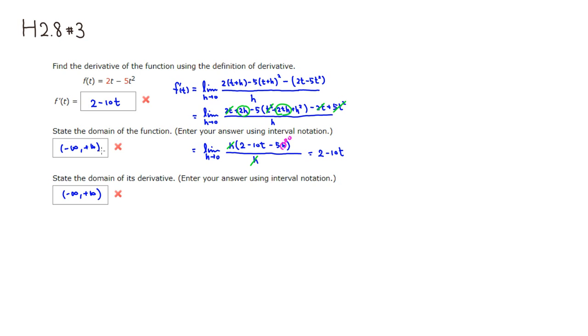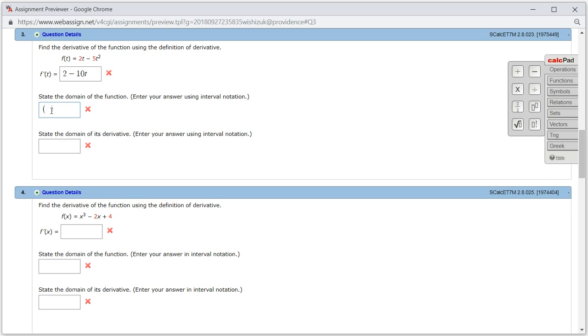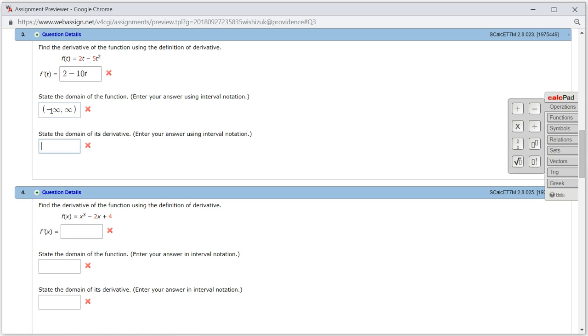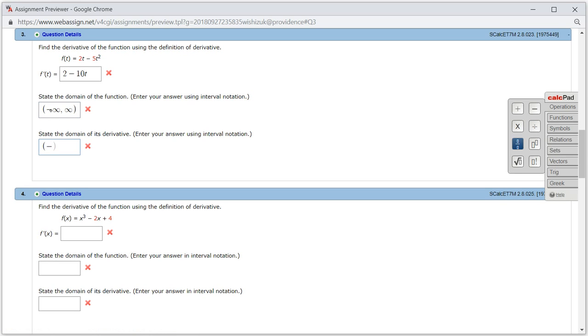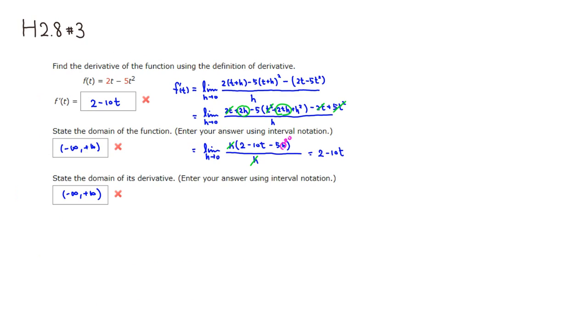Alright, so let's type it in. What we found was 2 minus 10t, and the domain is negative infinity to positive infinity. And the same here, negative infinity to positive infinity. Alright, so let's check the answer. I came back and it looks like we got this one correct. Alright, that's it. I hope that this was clear.